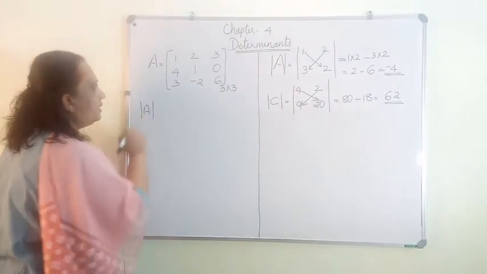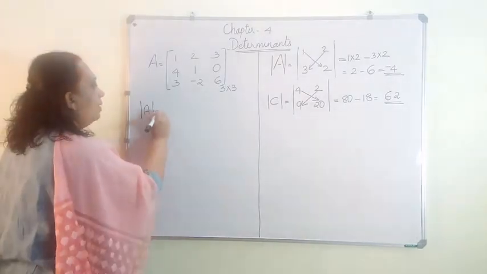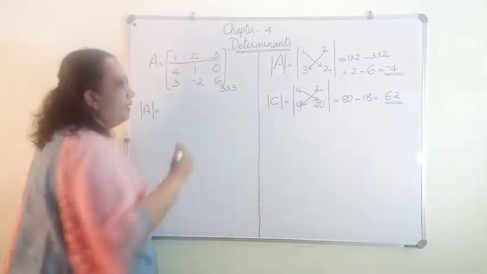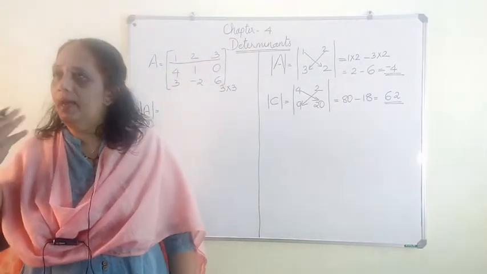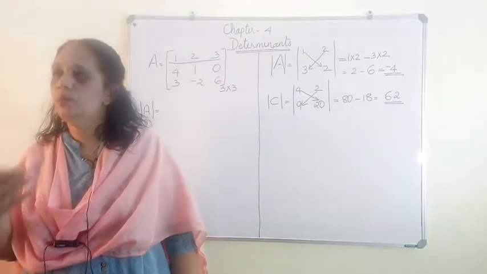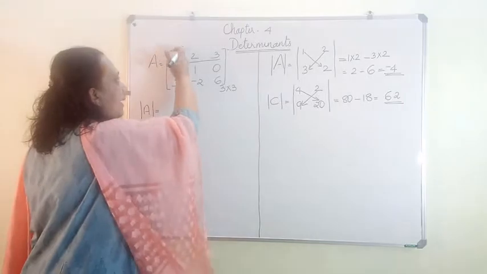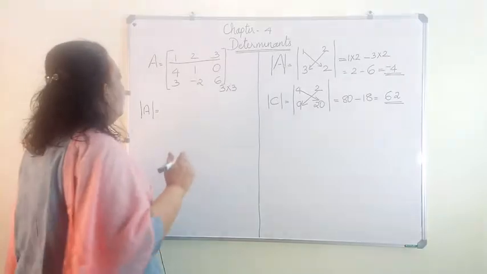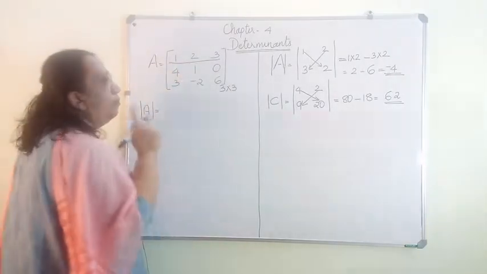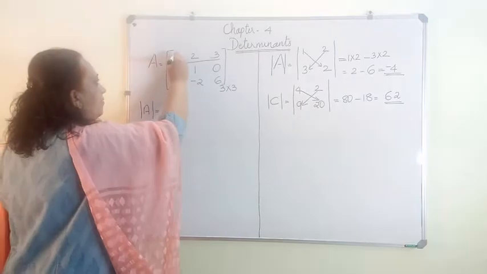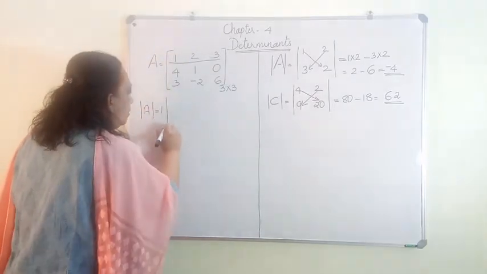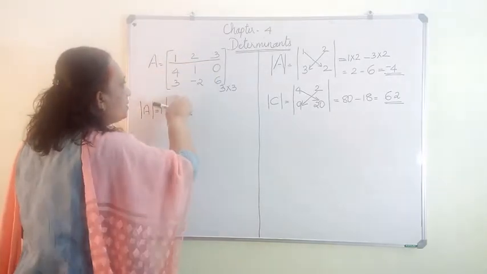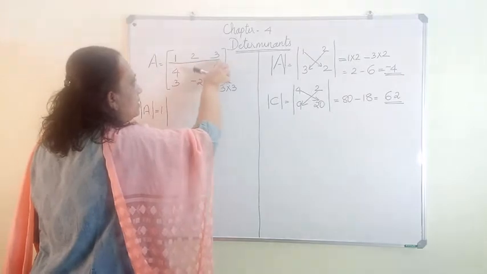Determinant of A is equal to, I am expanding along the first row. That means you can expand either along the first row, second row, third row, or in the same way you can expand along the first column, second column, third column, and so on. Now, if I expand along the first row, I'll take the first value, 1 into determinant. I eliminate the elements in the first row and the first column.